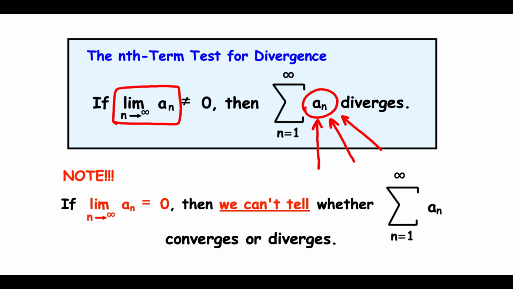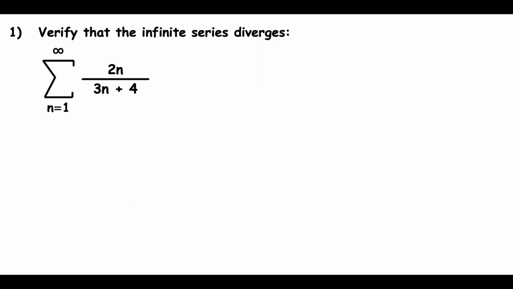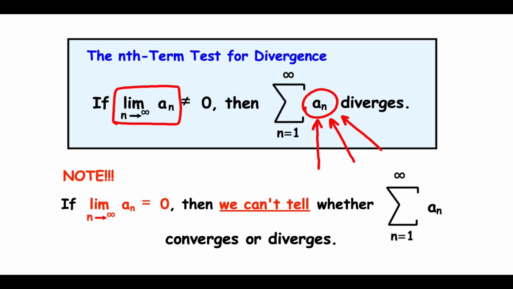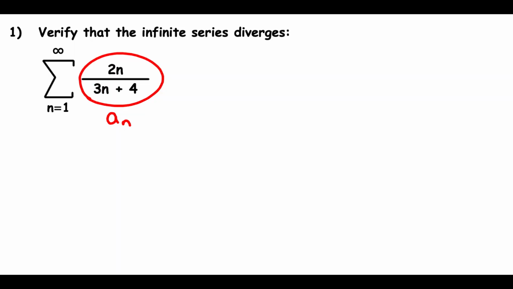Here's number 1. In this problem, I'm not asking you if it converges or diverges. I'm telling you that it diverges. I want you to prove it to me. So what you do is you circle the summand, that's this part right here, and call it a sub n. If I back up one slide, we're supposed to take the limit of this a sub n as n approaches infinity. We're going to see if it's 0. If it's not 0, we're done.